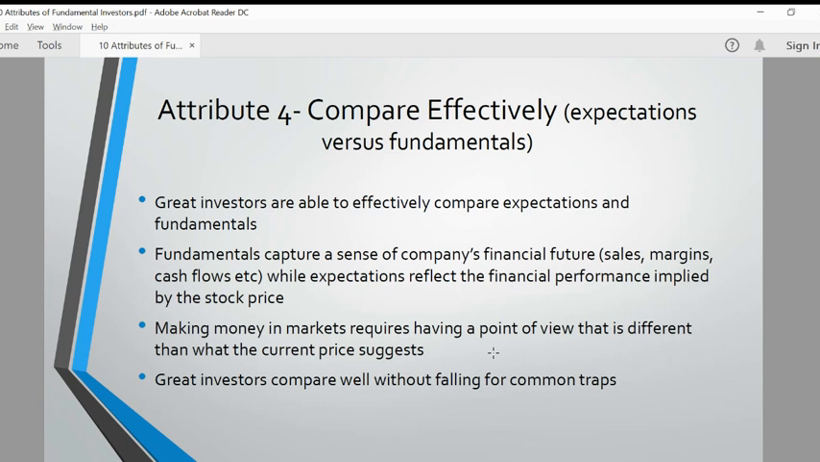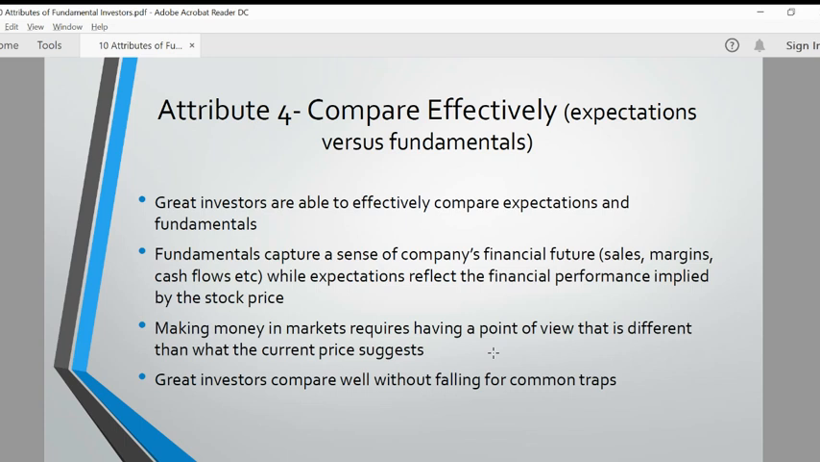So that particular book talks a lot about expectations investing. Great investors are able to effectively compare expectations and fundamentals. Fundamentals capture the sense of a company's financial future. These are reflected in the financial statements, so these are figures like sales, margins, cash flows, earnings per share, and anything which is available in the public financial statement.